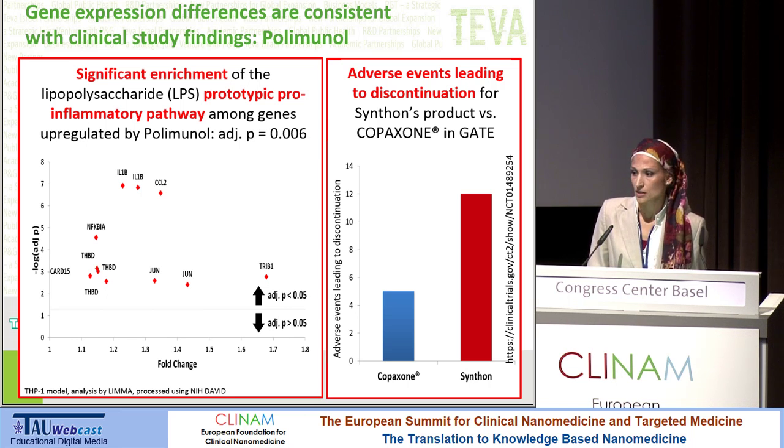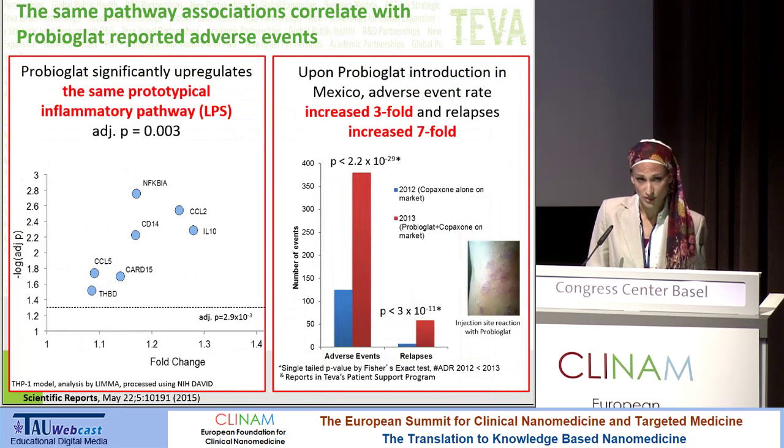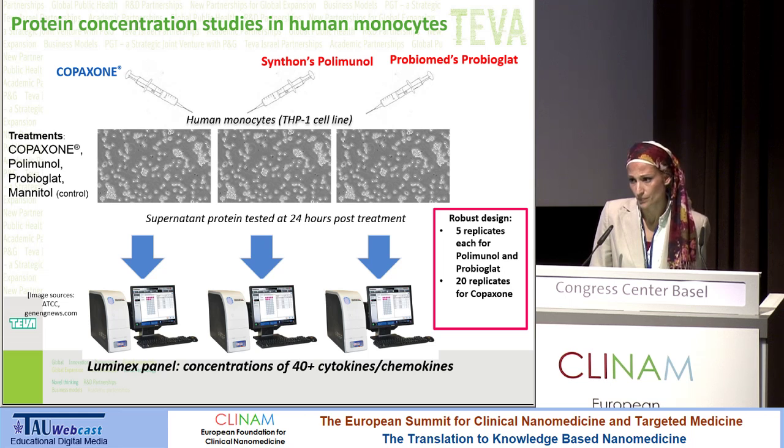And that is concerning because adverse events leading to discontinuations with the same drug were reported from a clinical trial compared to Copaxone. And the same pattern has been seen by us previously with Probioglat in Mexico. Again, in the same experimental model, that drug induced pro-inflammation, including LPS, and then patients reported an increase in adverse events and relapses upon introduction of that drug to the market.